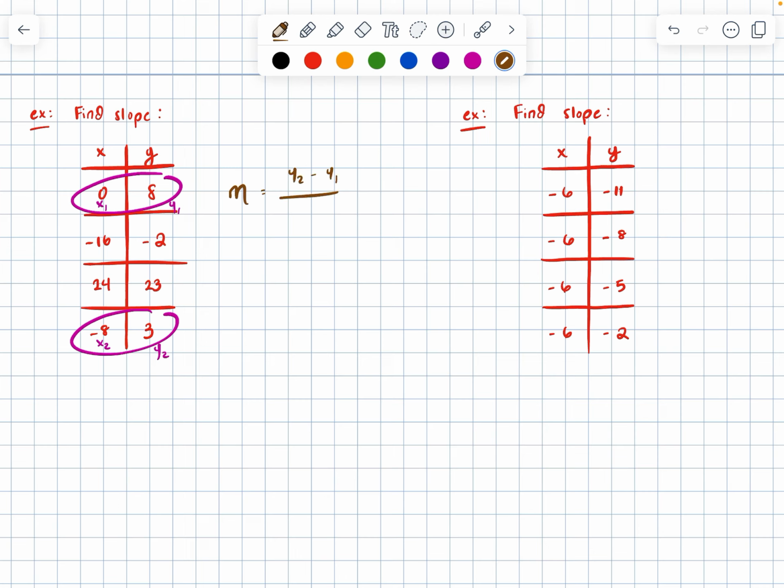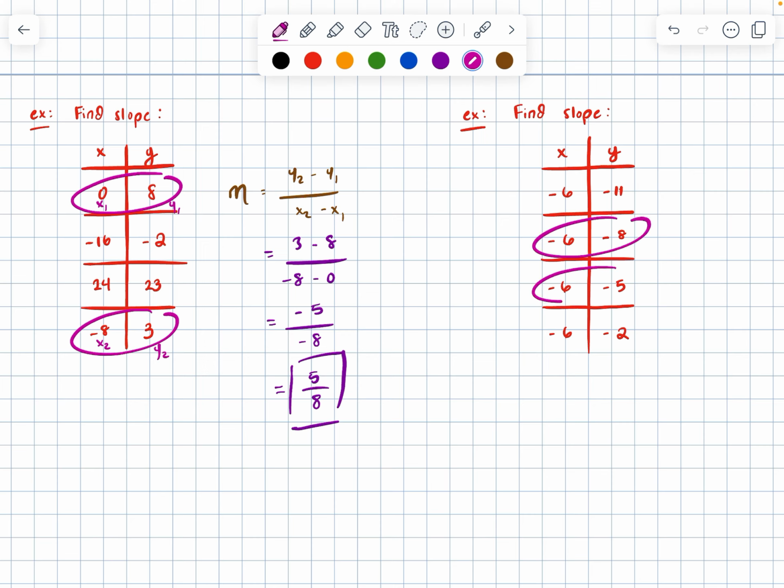So substituting into my formula, slope is equal to y2 minus y1 over x2 minus x1. Substituting in, y2 here is 3 minus y1, which is 8, divided by x2, which is -8, minus x1, which is 0. 3 minus 8 is -5. -8 minus 0 is -8. But negative 5 over negative 8, I can simplify to 5/8. This is my slope.